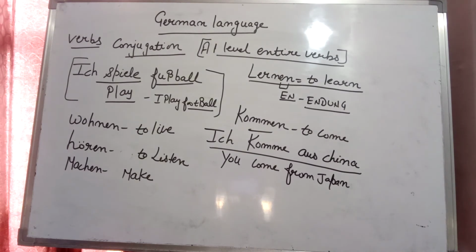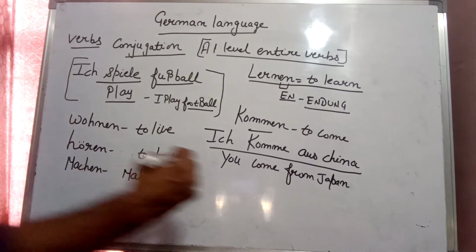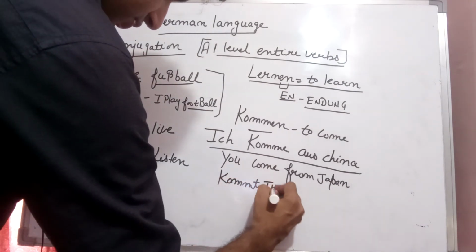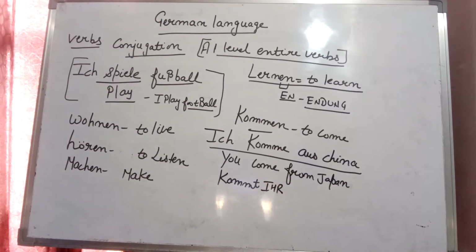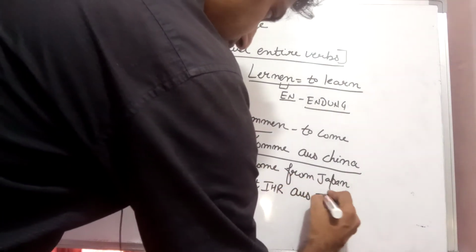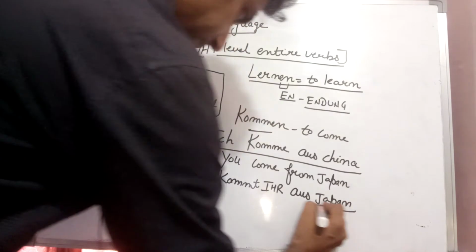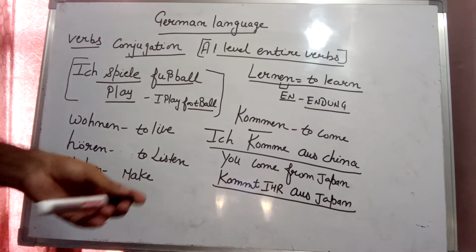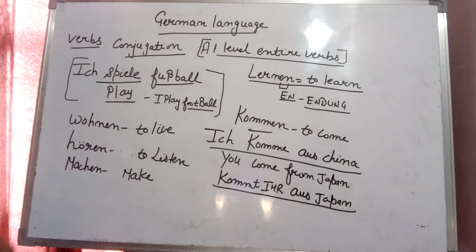So, you come, we are asking a question, okay? Kommt ihr? Kommt ihr aus Japan? Aus Japan. I'm asking, you come from Japan? Kommt ihr aus Japan? Is it clear to you? Okay, so basically in the German language, please write down the entire pattern. Okay, have you done this?